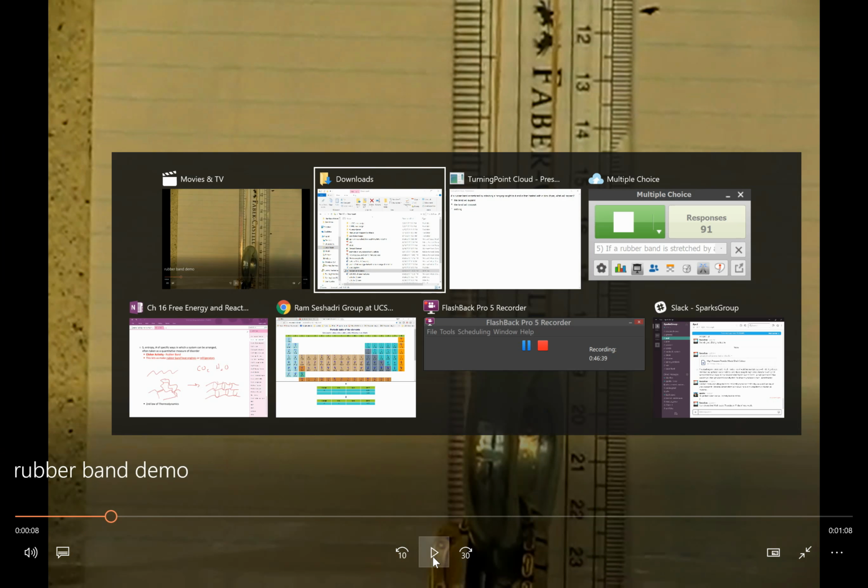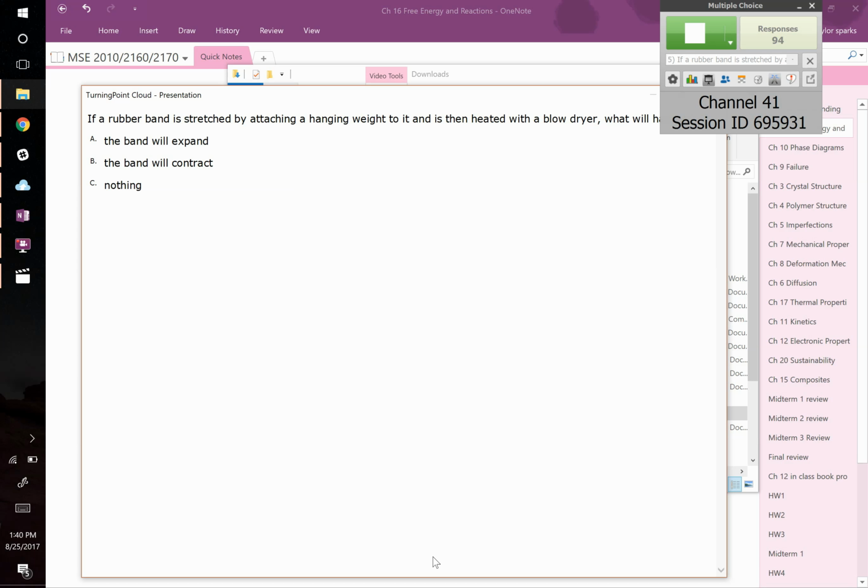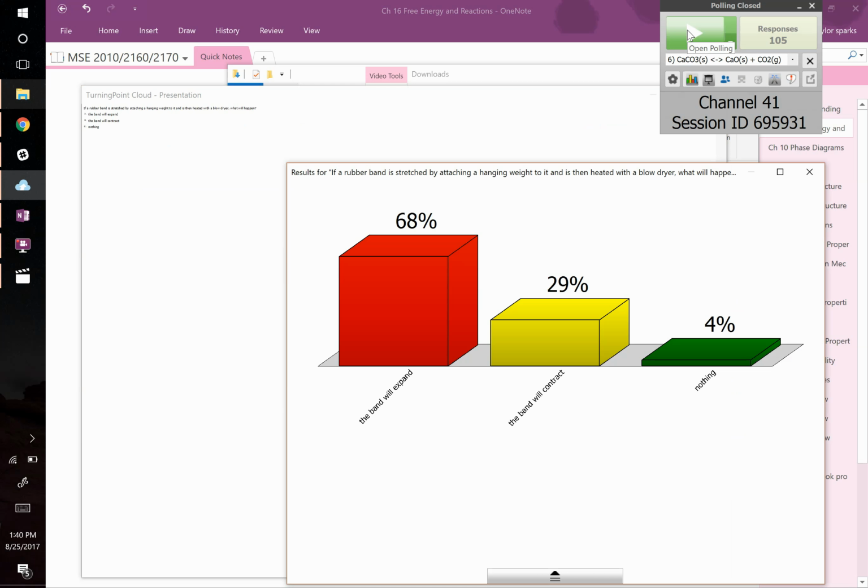Okay, get your answers in. Will it expand, contract, or nothing? Okay, let's see what people think. Okay, most people think it will expand. After all, we did just learn about thermal expansion. We said when you heat things up, they climb out of that potential energy well.